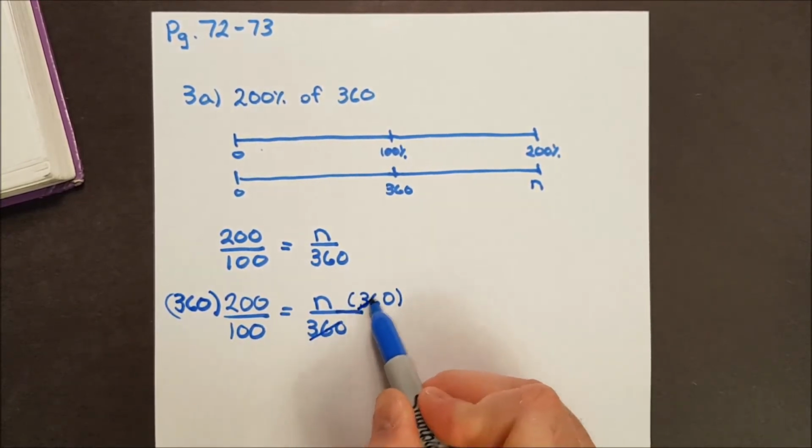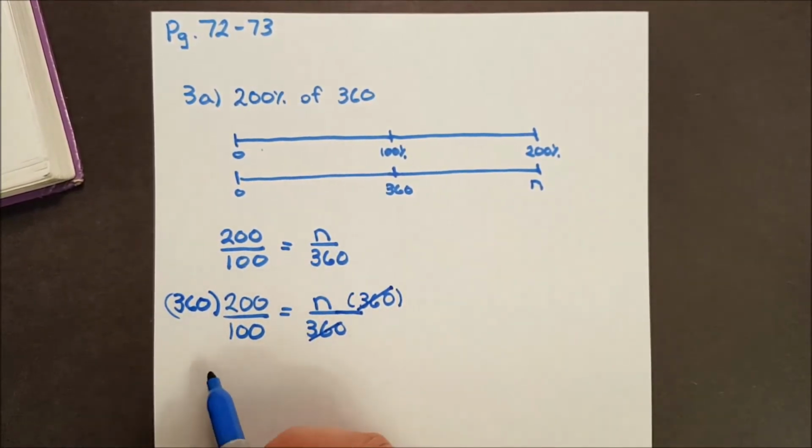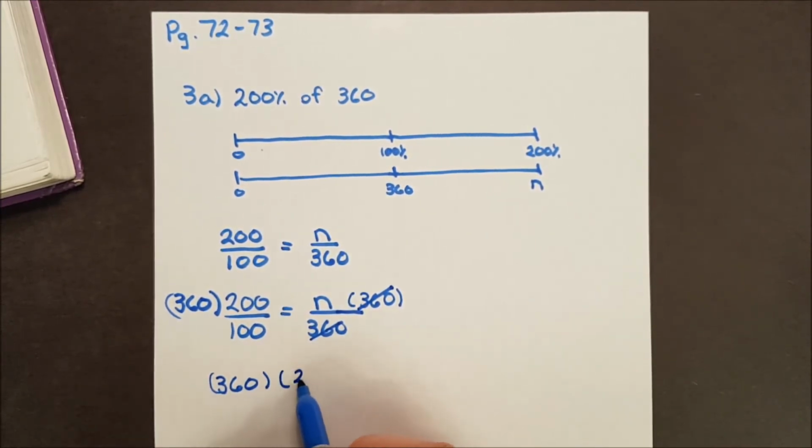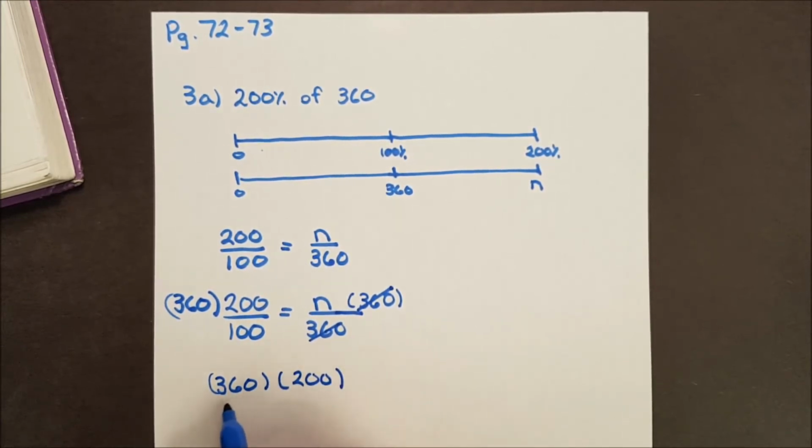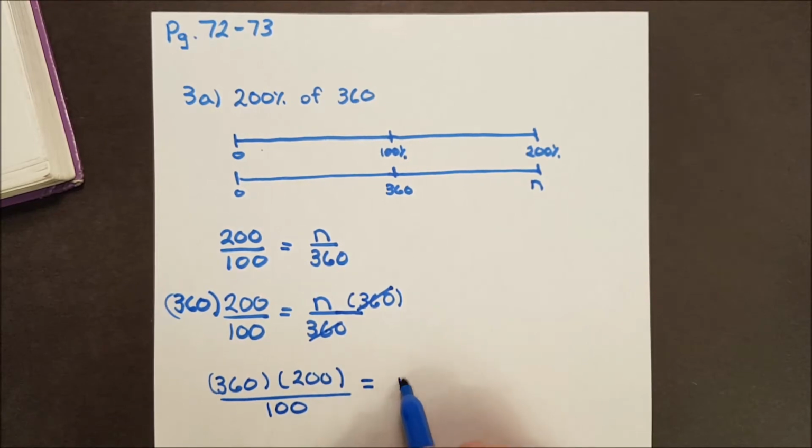The 360s cancel, and now you have 360 multiplied by 200 all over 100 equals n. And if you do all these calculations, it does equal 720.